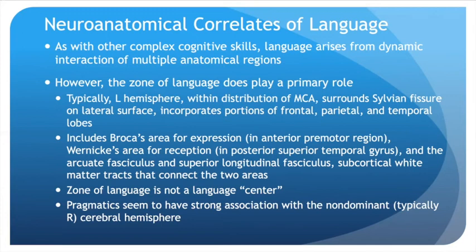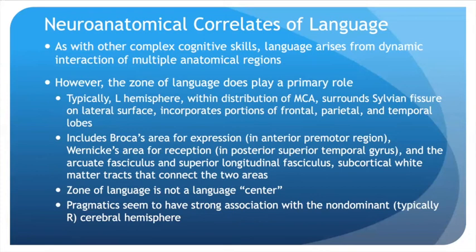It incorporates parts of the frontal, parietal, and temporal lobes. It specifically includes Broca's area for expression, Wernicke's area for reception, the arcuate fasciculus and superior longitudinal fasciculus, white matter tracts that kind of connect these two regions.